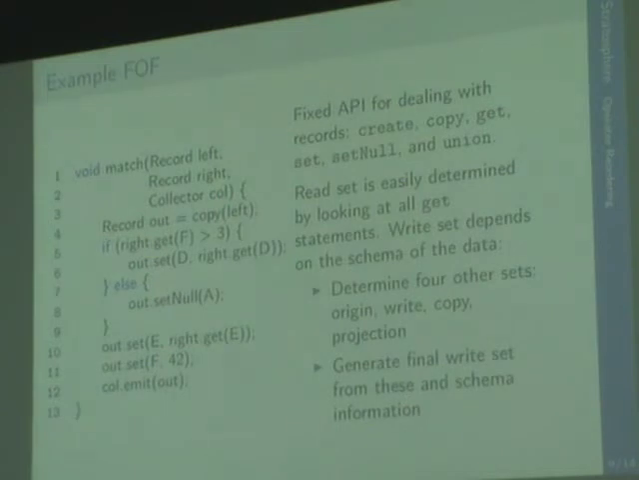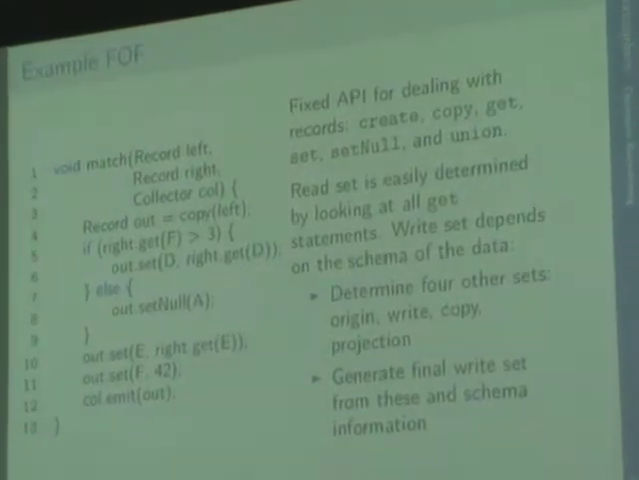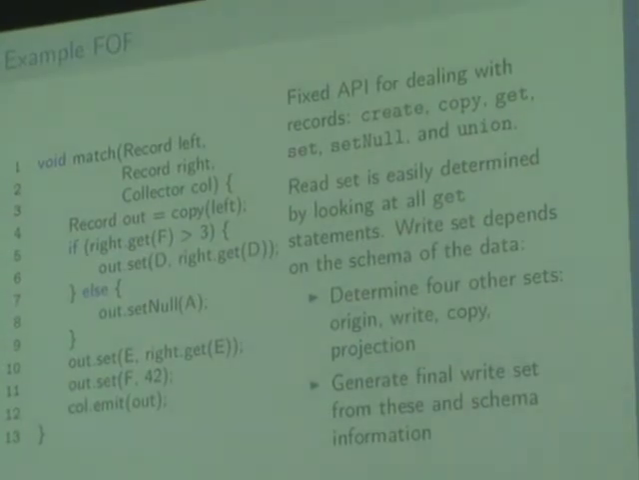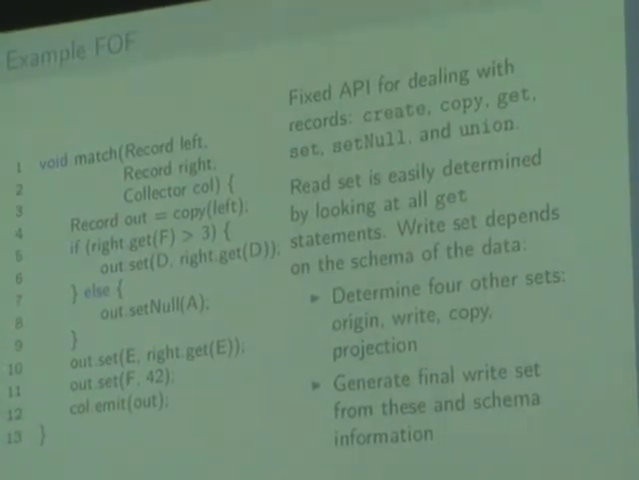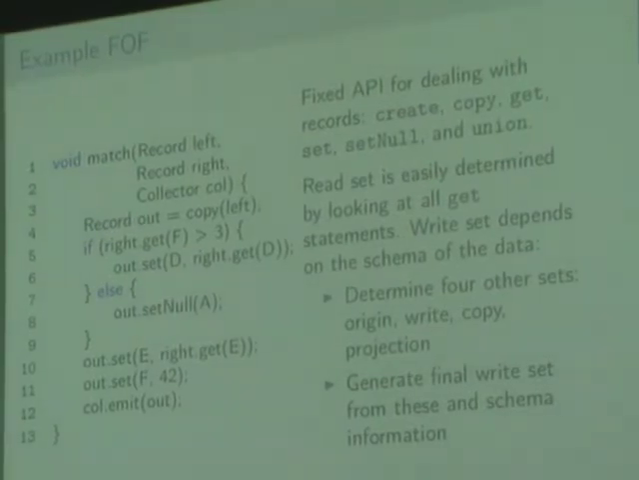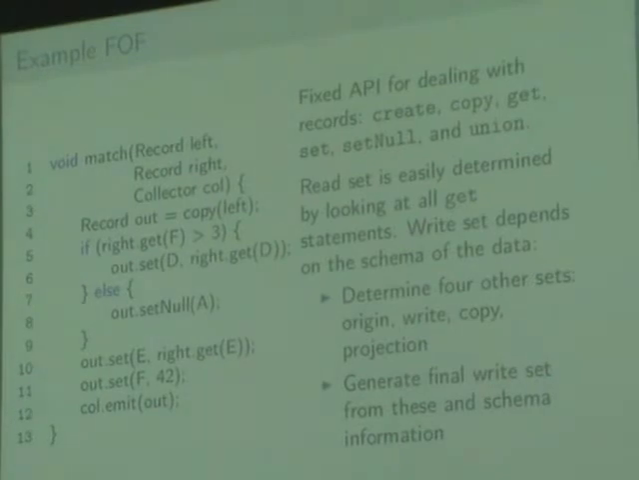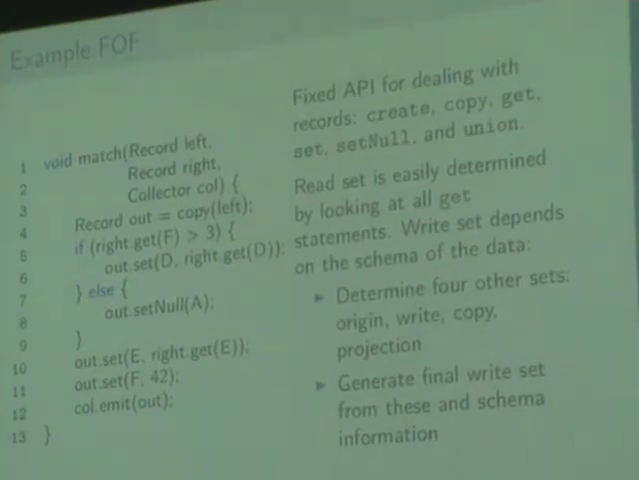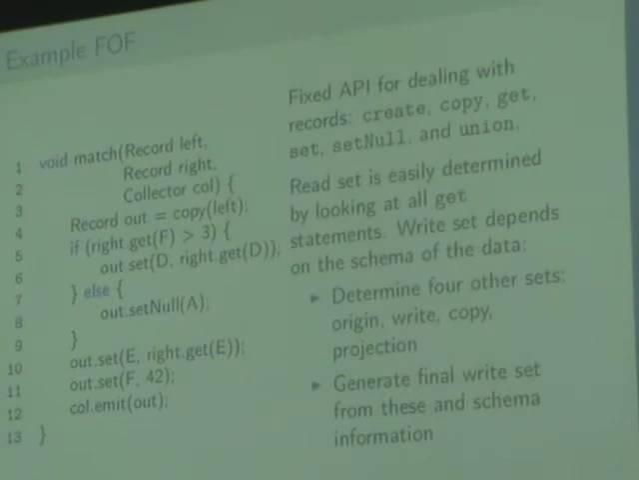So I'm going to describe now how we derive these read and write sets by looking at an example user-defined function. This one is for match user-defined functions. Then we have two inputs, left and right, and we just emit something at the end. I'm going to go through this step by step, so don't worry right now. But what needs to be noticed is that we're dealing with a fixed API here for modifying these records that go through the system.